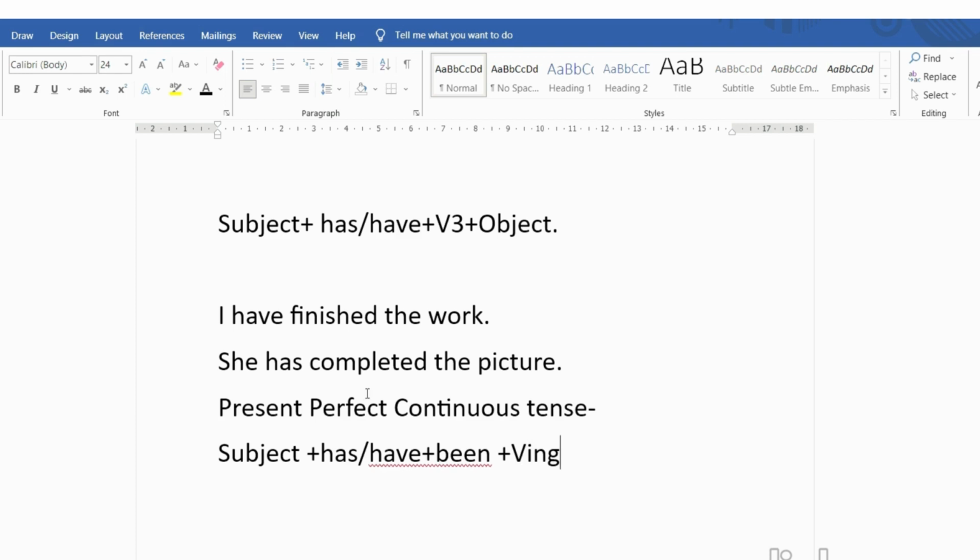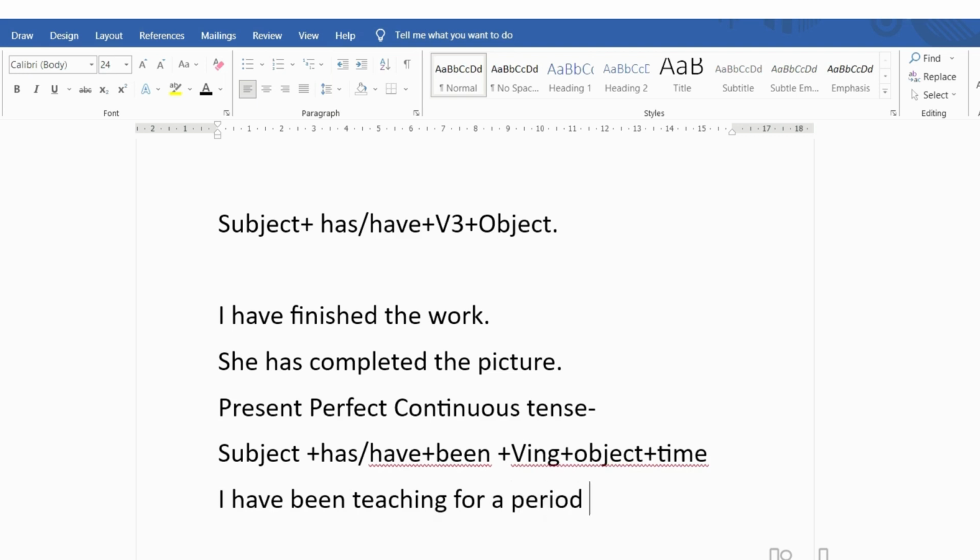Subject has/have been. Here there will be a mention of time, some object, and here there will be a mention of time. I'll give you an example of how to frame it. Like, I have been teaching for a period of 15 years. Okay, so this is a type of continuous tense.